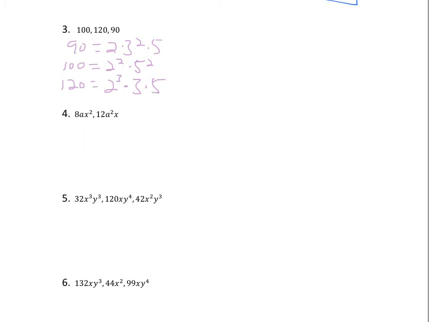Now, the greatest common factor of that. Remember, for greatest common factor, you take just the common factors, so we're going to be looking at just 2 and 5 here, because 3 doesn't appear in all of them. You take the smallest exponent that goes with all of them, so 2 to the first times 5 to the first, which is just 10.